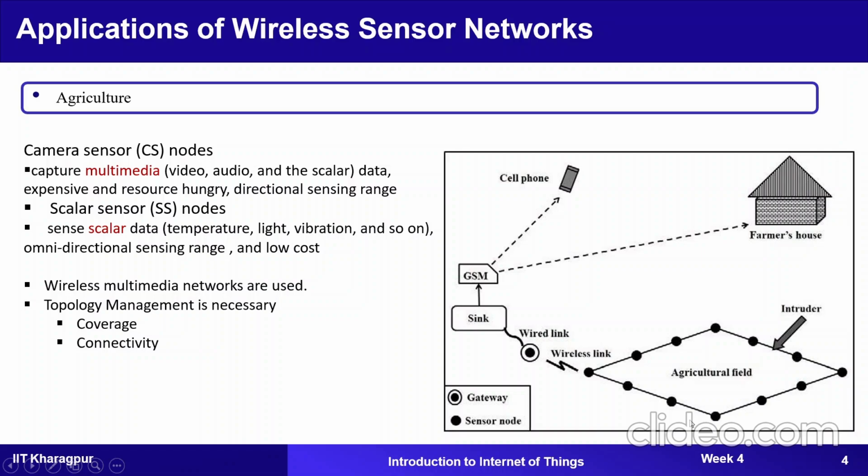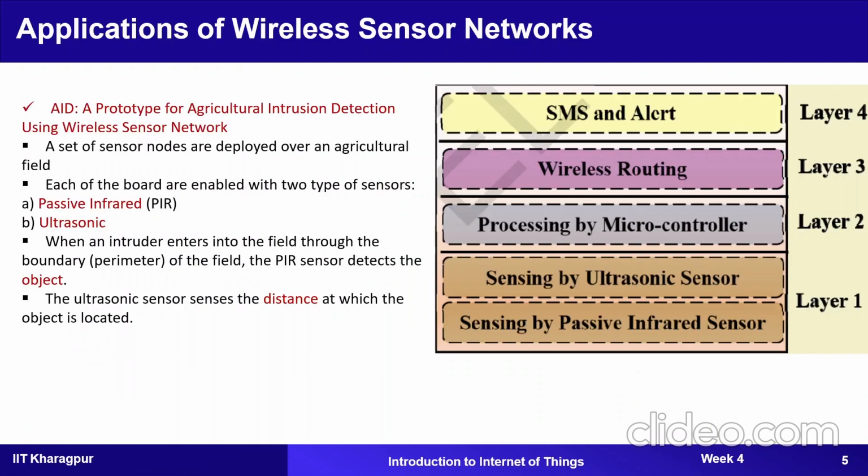Basically layer 1 consists of your physical devices, that is your sensors. First one is your passive PIR sensor, and second one is your ultrasonic sensor. Then in the second layer processing is done by the microcontroller. So some processing is done in order to find whether there is some intruder or not, and then wireless routing is performed in the third layer in order to send the data to your sink node first, and further the messages to your farmer. Okay, so these messages or SMS are sent with the help of your layer 4, which is going to provide interface to your end users.